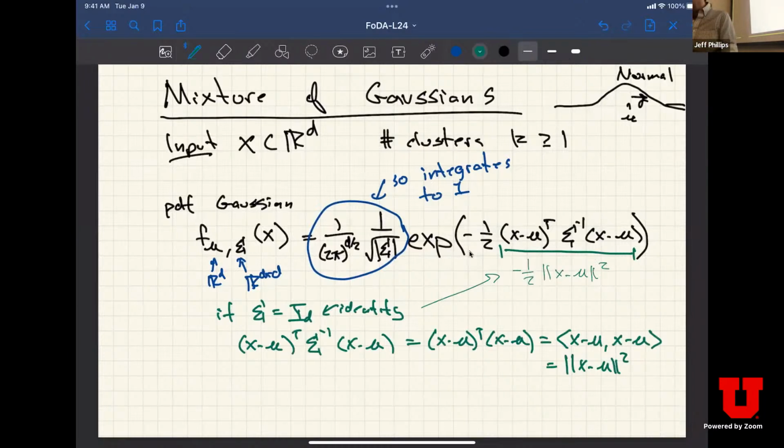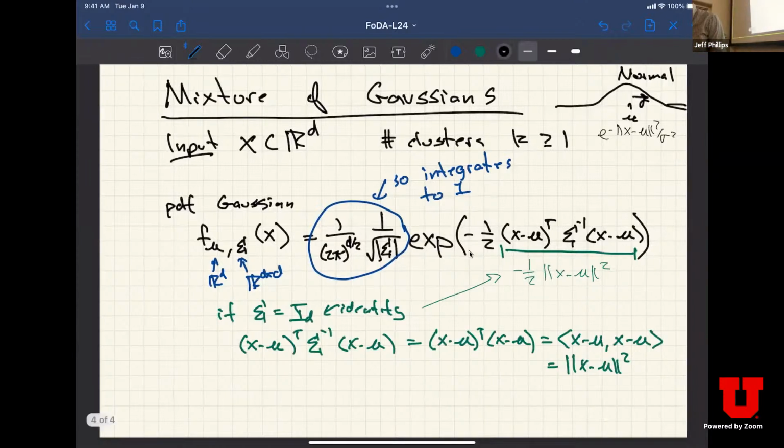If you remember, the normal distribution was basically e to the negative (x minus mu) squared divided by sigma squared, if you ignore the normalizing factor. That was just in 1D, so I don't need the norm, since those are scalar values. Now with vector values, I have to think about it with linear algebra. So what is this sigma inverse doing?